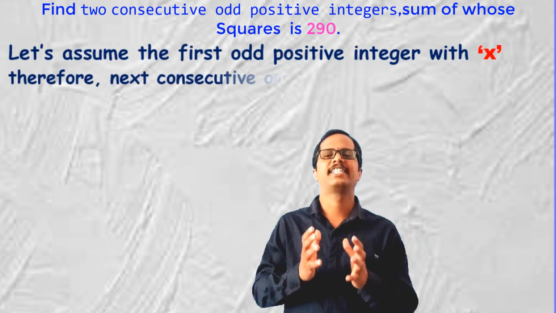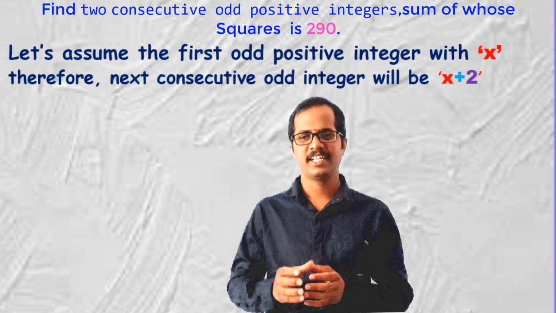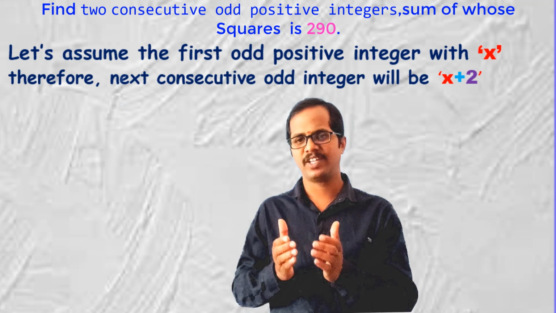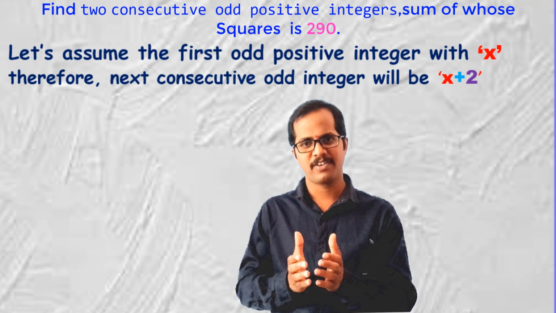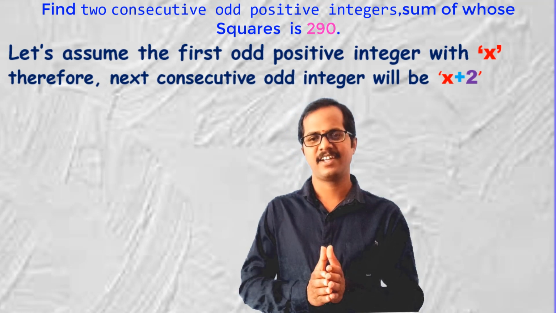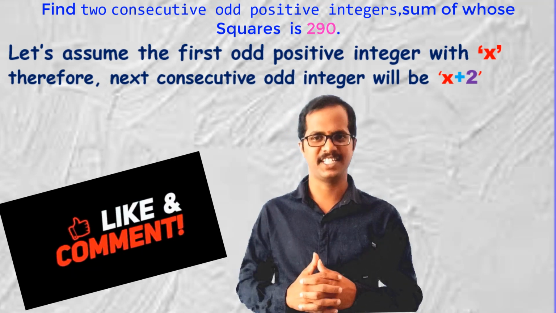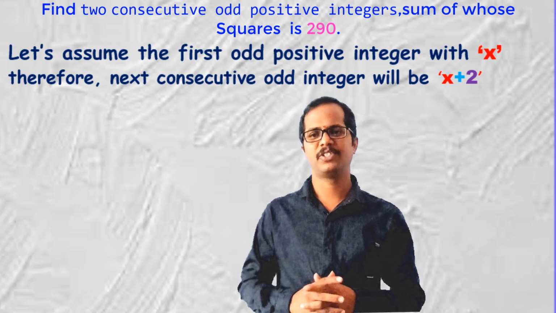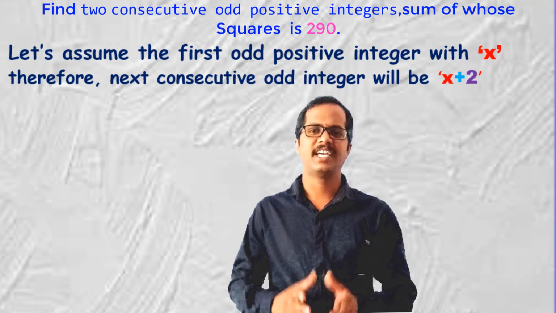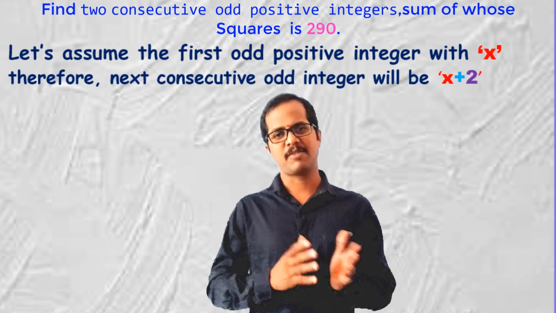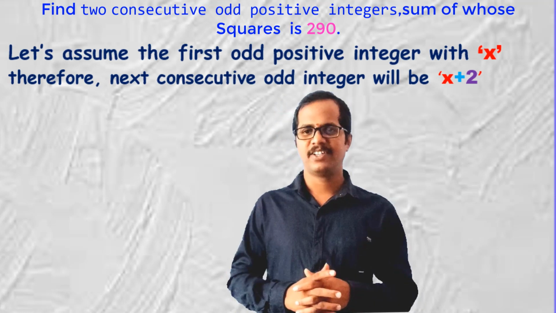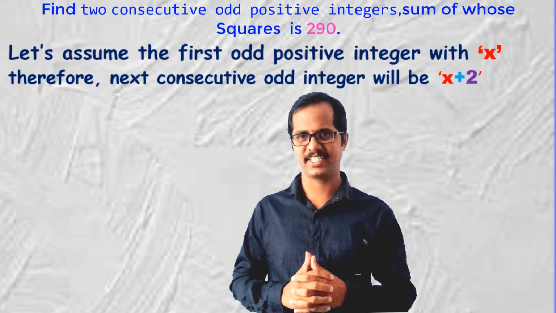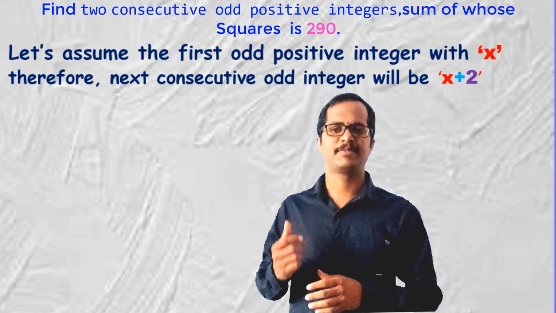Very good. It is x plus 2, since the difference between any two consecutive odd positive integers is 2. So if we know one positive odd integer, and if we want to find the next odd positive integer, we have to add 2 to the first odd positive integer. So here x is the first odd positive integer, then the next odd positive integer which comes after x is x plus 2. So now according to our assumption, we have two consecutive odd positive integers: one is x and the next one is x plus 2.